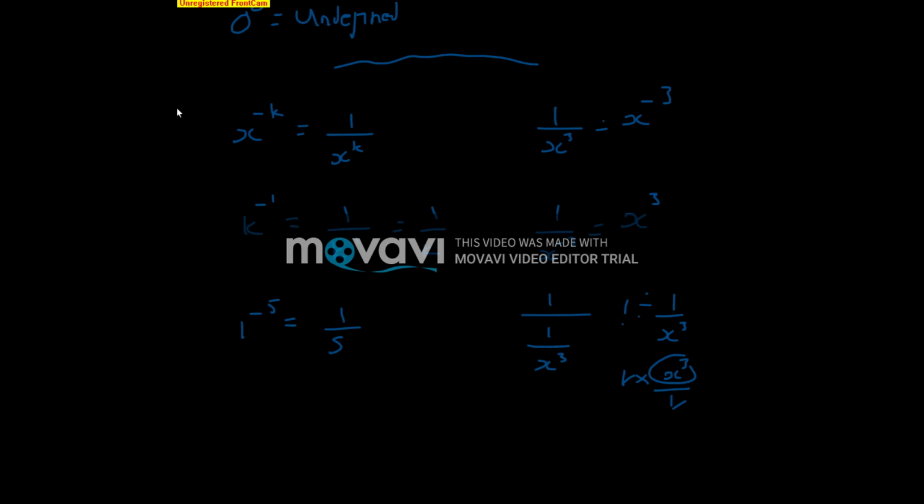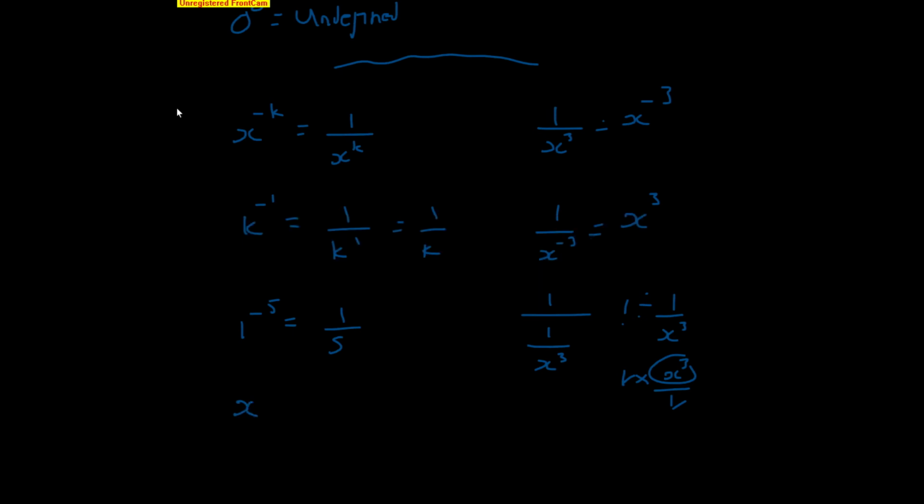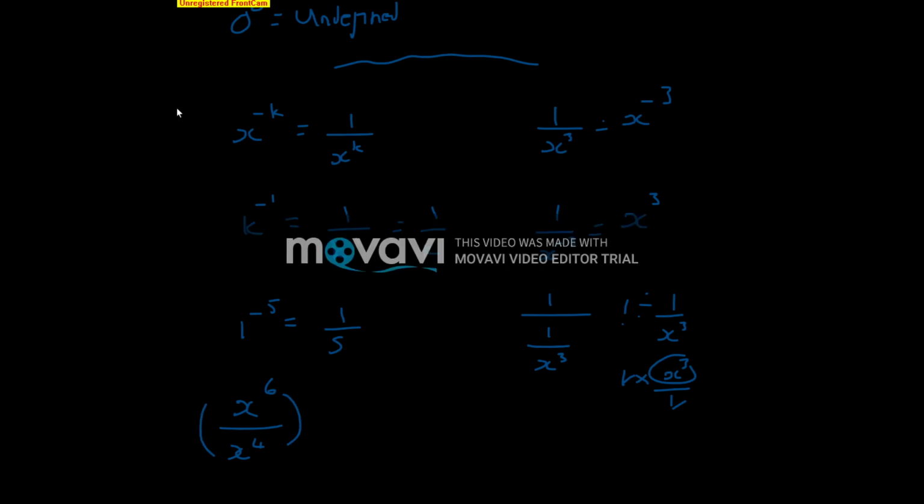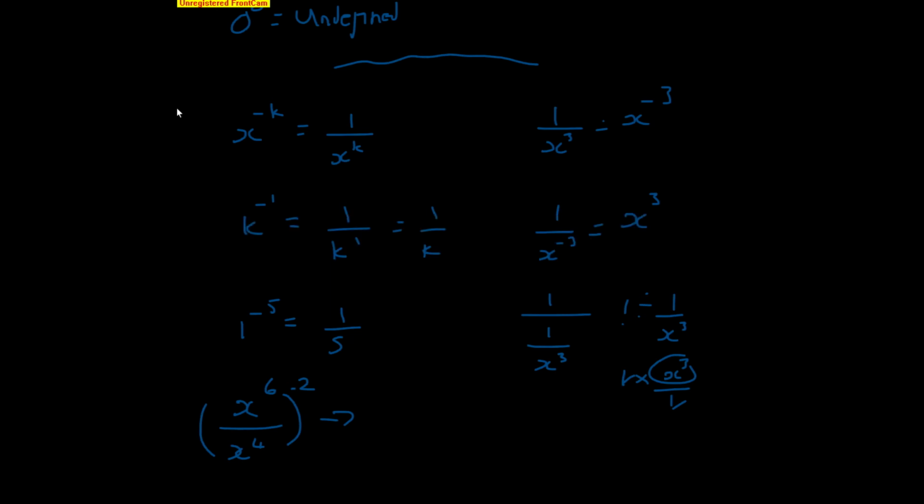So let's say we've got x to the 6 divided by x to the 4, all to the power of minus 2. That's quite tricky. What does that give us? Okay, so our first rule, 6 minus 4 is going to give us 2. So that's x to the 2.